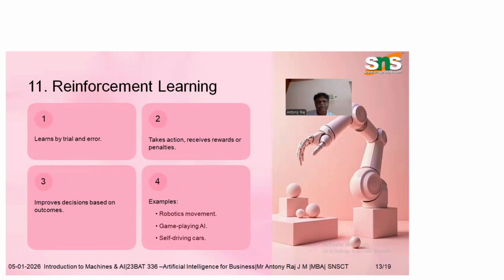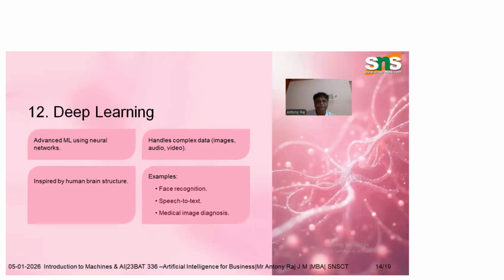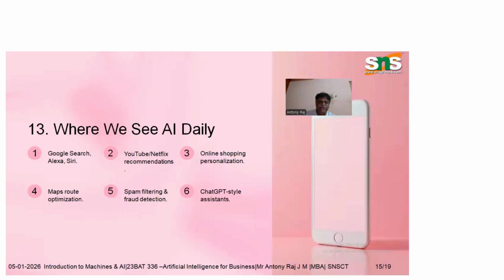And the next is reinforcement learning. Reinforcement learning learns from trial and error. It takes action, receives rewards or penalties. Here, the decisions are improved based on the outcomes. Examples: robotic movements, game playing AI, and self-driving cars. Deep learning is a very advanced concept of artificial intelligence. It is advanced machine learning where, like human beings, it uses neural networks and handles complex data such as images, audio, and video. It is inspired by the human brain structure. For example, speech to text, medical image diagnosis, and face recognition.